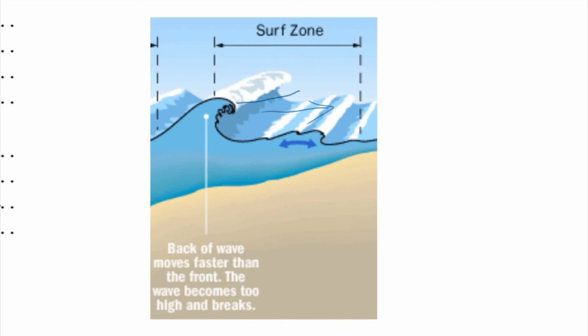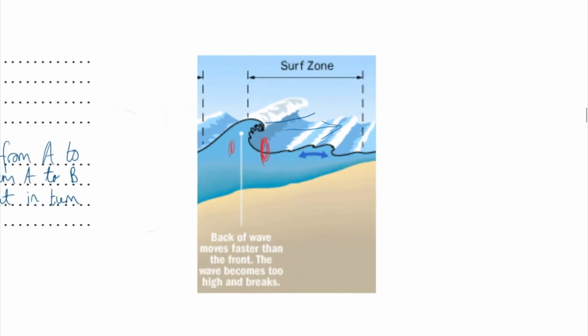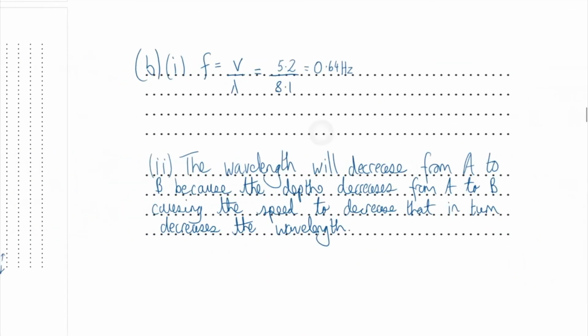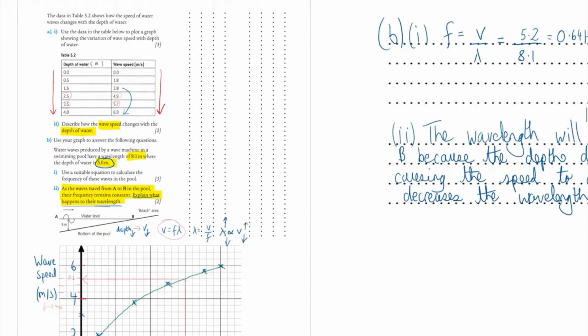Now, the reason they break is because the front of the wave here, that I'm putting that big red splodge on, is slower than the back of the wave here. So the back catches up with the front. And then, as it says underneath, the back of the wave moves faster than the front, the wave becomes too high and breaks. Useful to think about that when you see waves break.